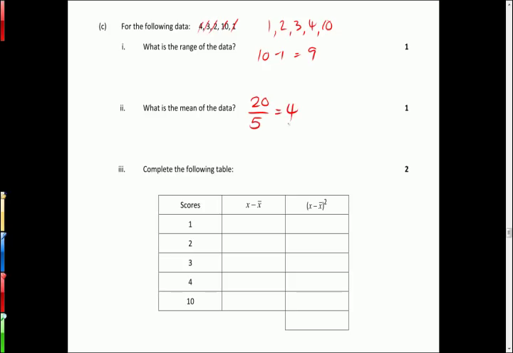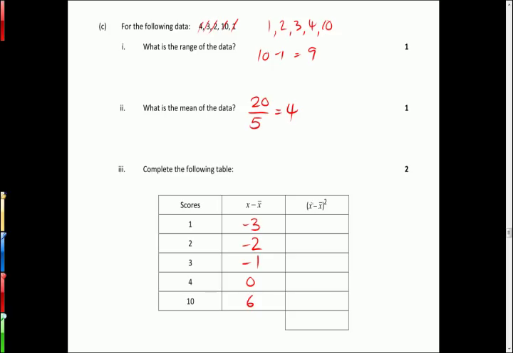Complete the following table. Well, there's the scores laid out for us: 1, 2, 3, 4, 10. This column says take the scores and take the mean off it. Well, the mean is 4. 1 minus 4 is minus 3. 2 minus 4 is minus 2. 3 minus 4 is minus 1. 4 minus 4 is 0. And 10 minus 4 is 6.